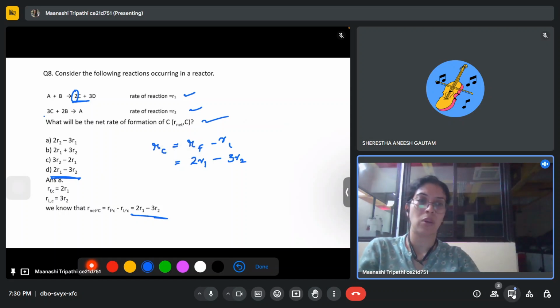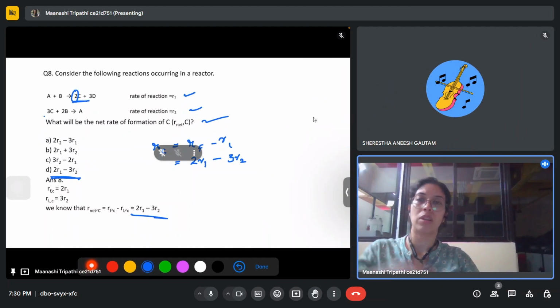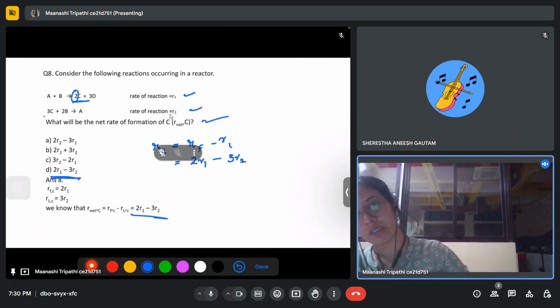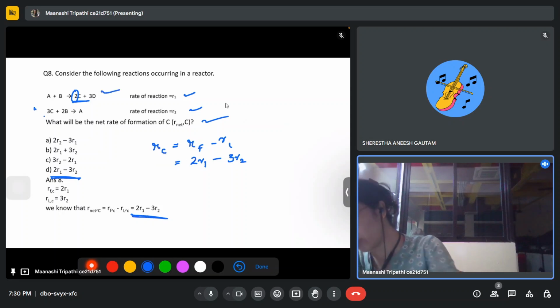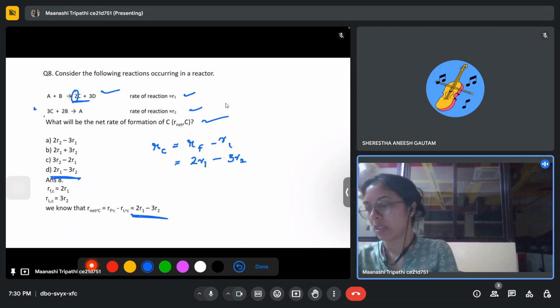We just have to look at the equations and write what the rate of reaction is, and how it is forming and how it is being consumed. Formation and consumption. For consumption there will be a minus sign, for formation there will be a plus sign, just multiplied by the stoichiometry. So that is how this is done.